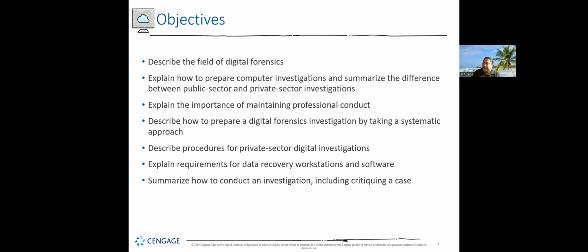Describe procedures for private sector digital investigations. That's going to be covered in this. Explain requirements for data recovery, workstations, and software. That's specialized software. There is free stuff out there. You've probably heard of Recuva, a big popular one that I've seen a lot. There's a couple others I can't think of off the top of my head, because Recuva is just the first thing that comes into my head when I think of it. There were a couple of tools I remember. I don't know if they're still around in terms of data recovery for that kind of thing.